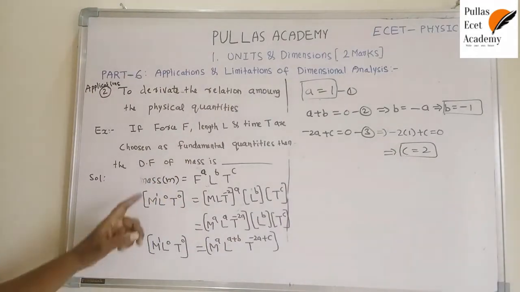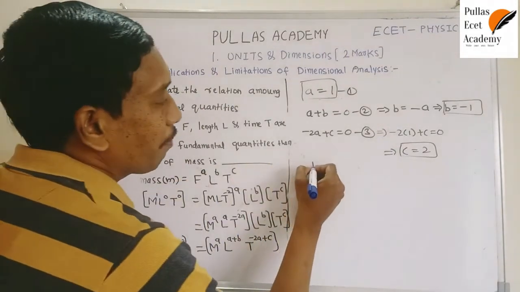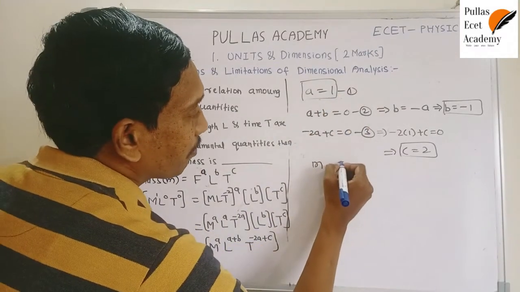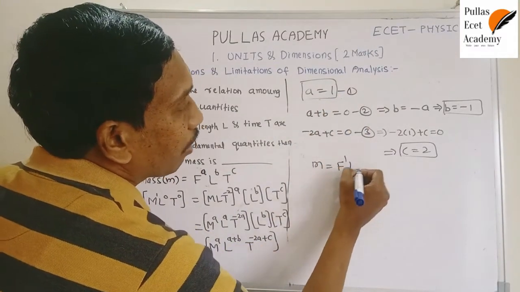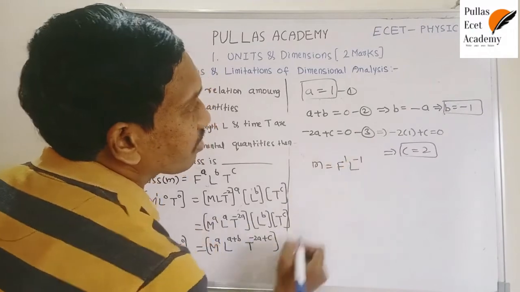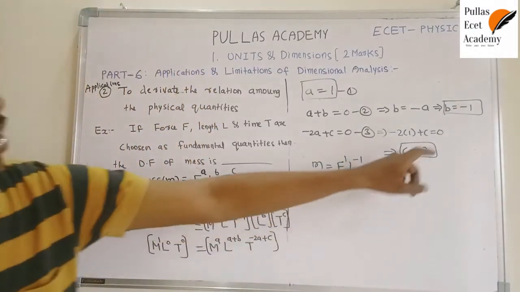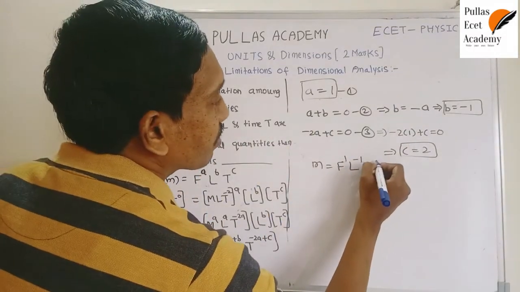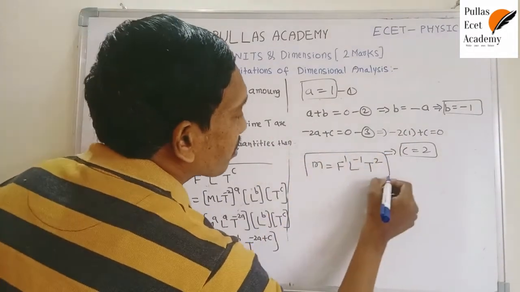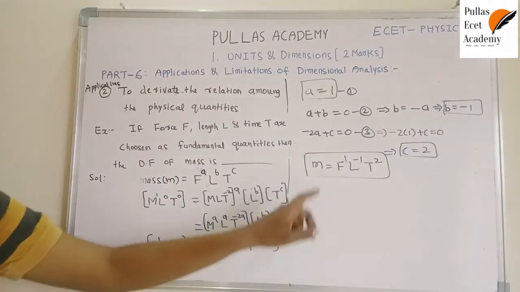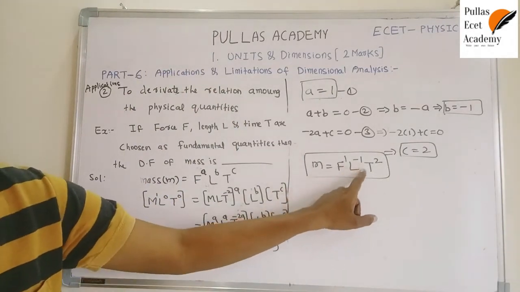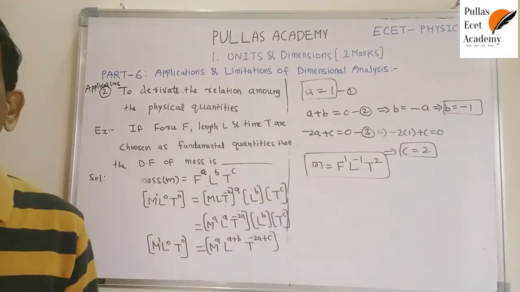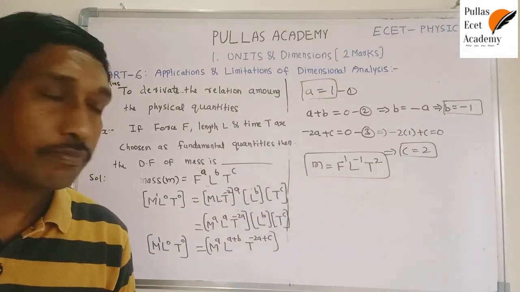Now what is the dimension formula of mass here? In the same way, A is equal to 1, so that means F power 1, and L power B, which stands for minus 1 here. What is the B value here? Minus 1. And T power C, which is 2. So this is the dimensional formula for mass. The dimensional formula of mass is F power 1, L power minus 1, T power 2. So this is the procedure to construct the dimensional formula.